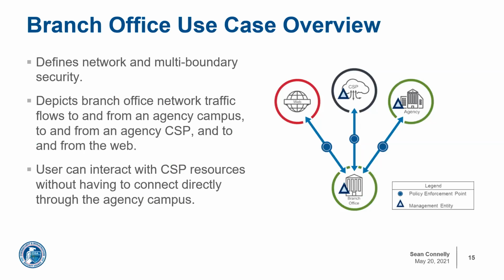So then we start building off of what we can change or where we can help agencies move the security patterns, move their traffic, and shape these architectures in a way so everything doesn't have to be routed back through those traditional TICs. One of the first ones we focus on is a branch office. This use case demonstrates how agency branch offices can securely connect to the web, to cloud providers, and to the agency campus. This allows users in the branch office to interact with cloud resources without having to route through the agency's campus network. Next slide, please.